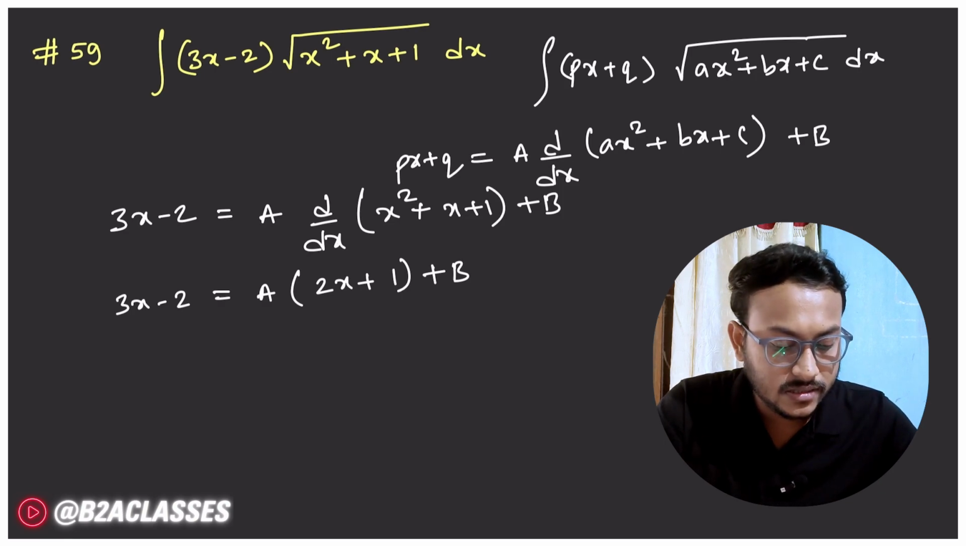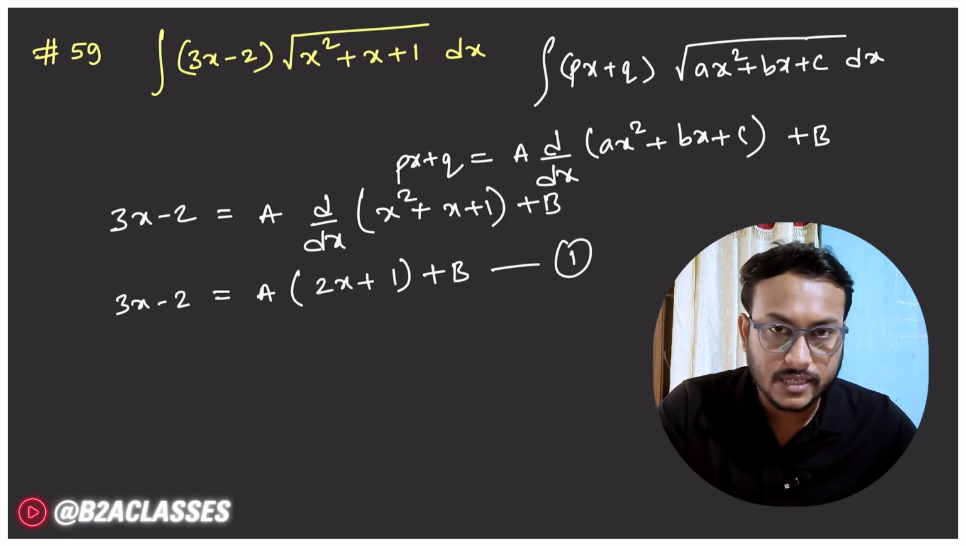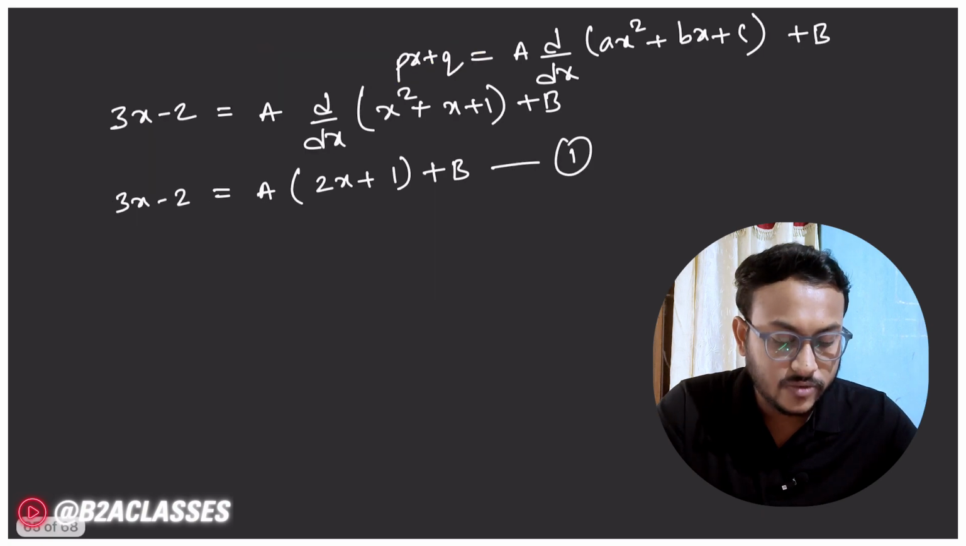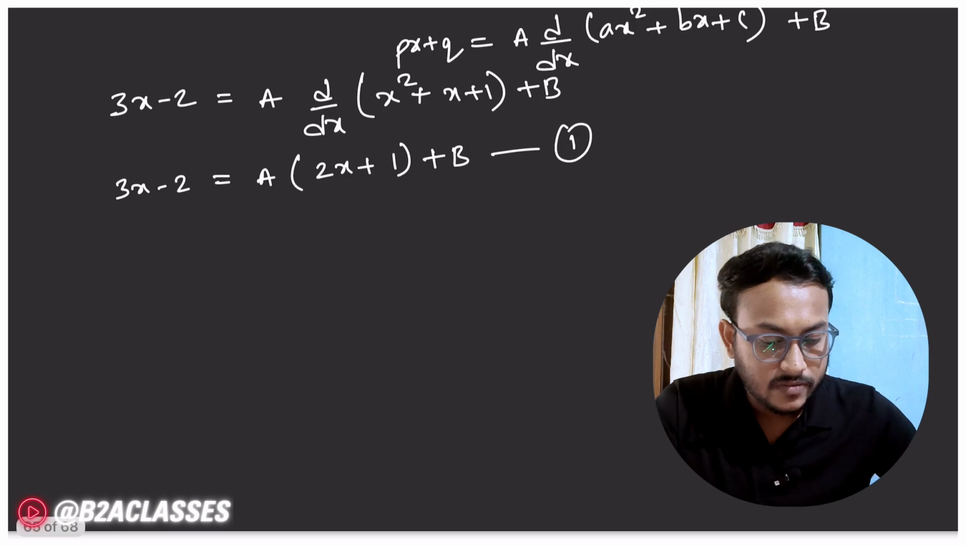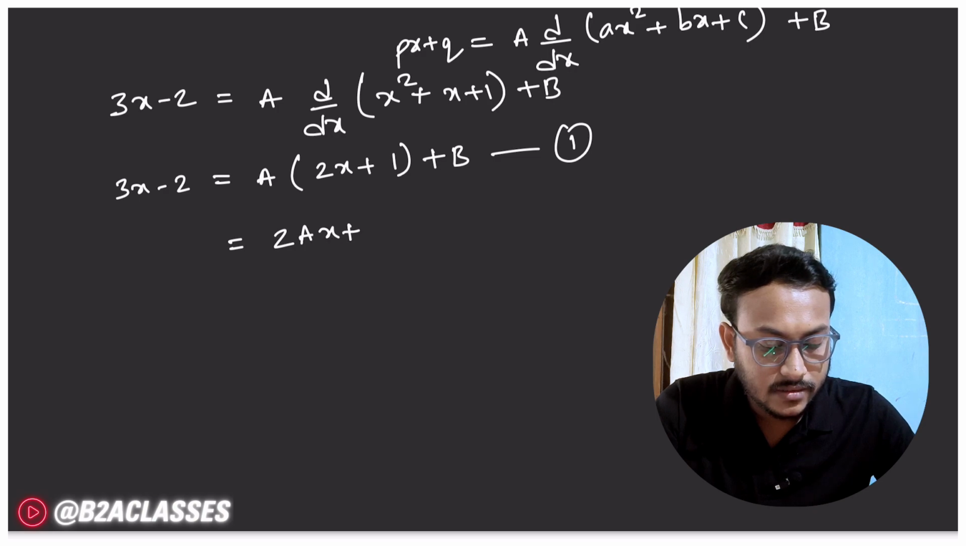Let's call this equation number 1. Now with the help of this equation I have to find a and b, and then put them in equation number 1. To find a and b, we will equate the coefficient of x and we will equate the constants. To equate the coefficient of x, we will multiply a inside the bracket. So this becomes 2ax plus a plus b. On the left hand side we have 3x minus 2.